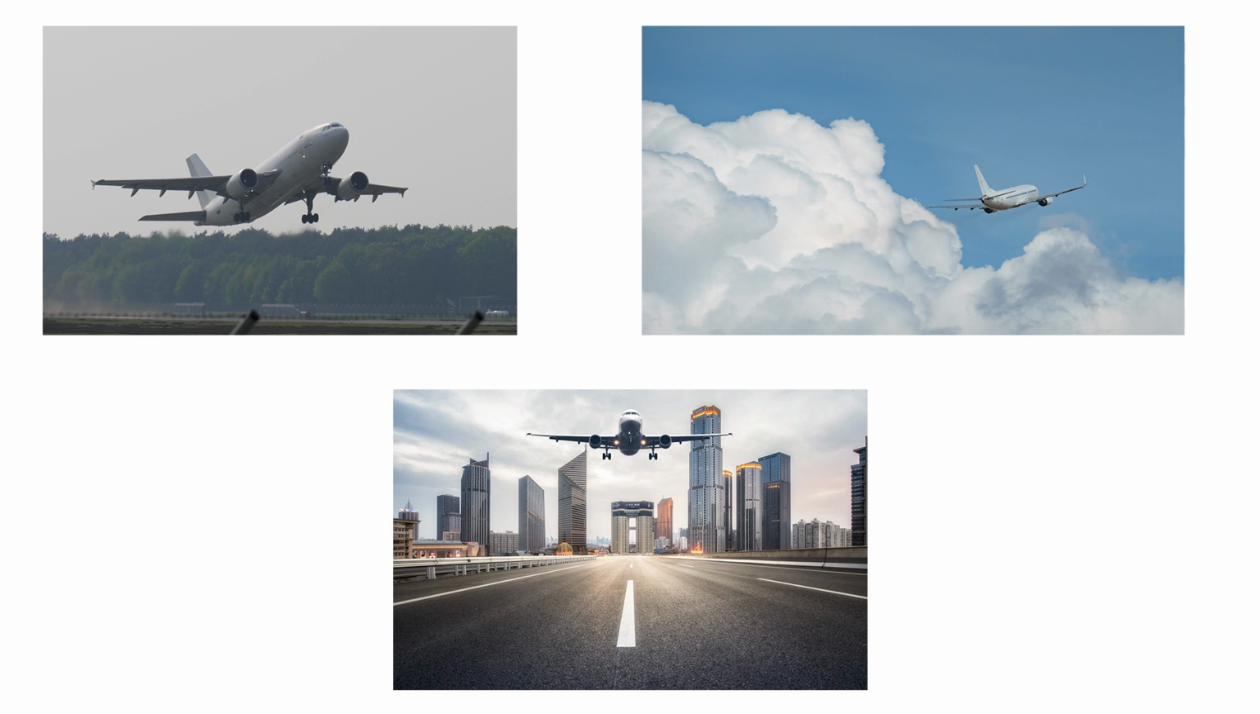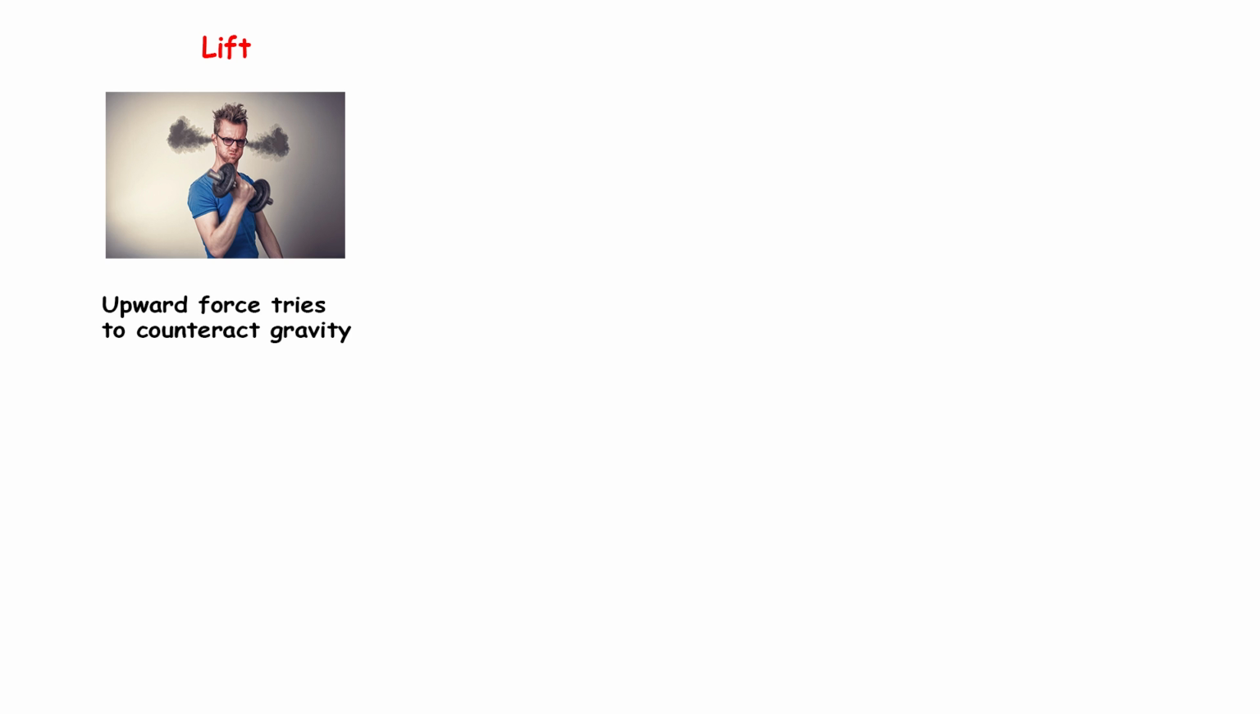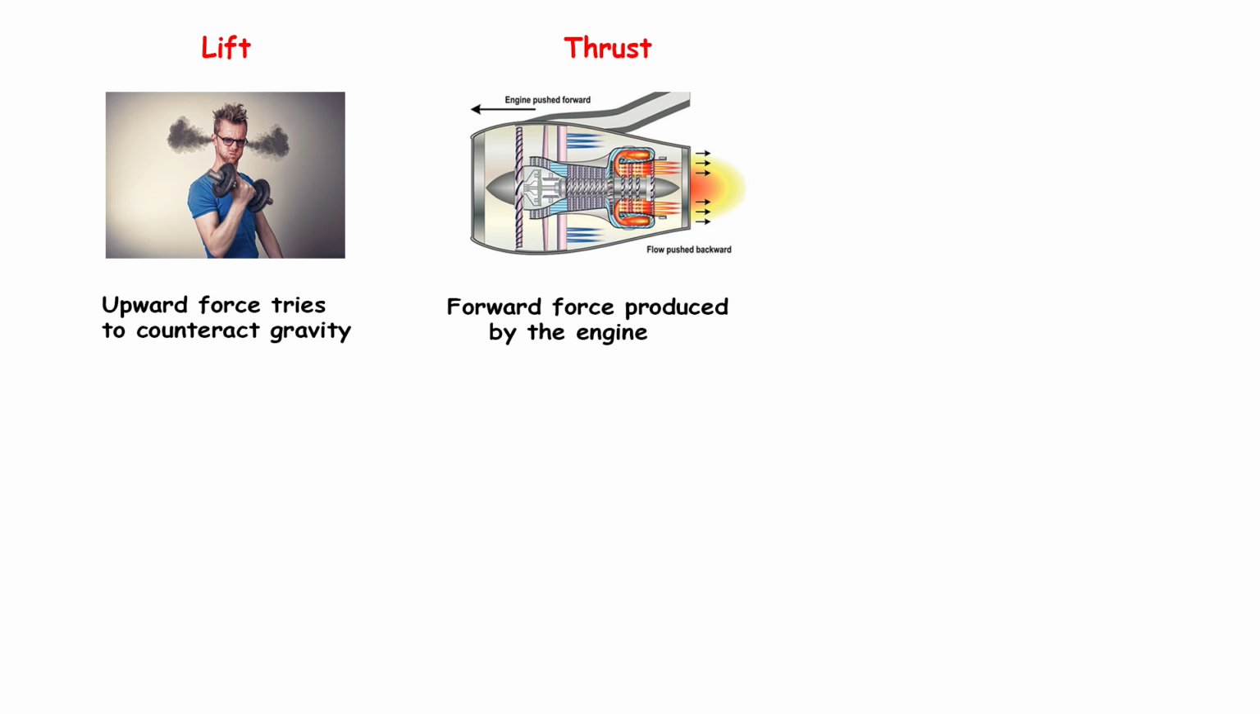Section 1. Forces acting on the plane. For an airplane to take off, stay in the air, and land safely, there are 4 fundamental forces which interact. These 4 forces are lift. This is the upward force which goes against gravity. Thrust, which is the forward force produced by the engines of the plane.